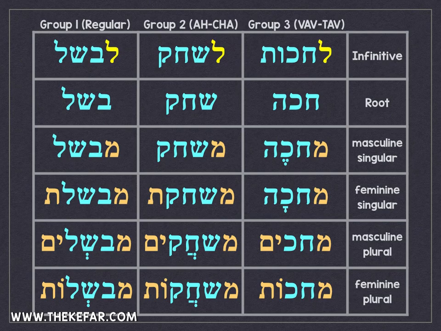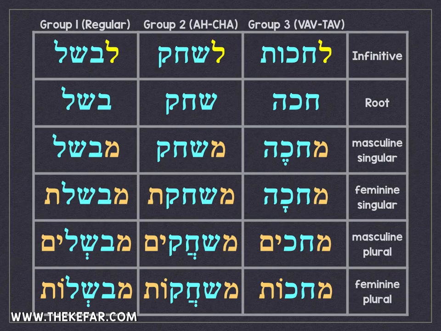So we go from lesachek, our infinitive, meaning to play, and we get mesachek for our masculine singular, mesacheket, feminine singular, and then we have a slight change for the masculine and feminine plural. We're adding a middle a sound in place of the shva, giving us mesachakim instead of mesachkim, and mesachakot instead of mesachkot. So mevashlim and mevashlot from our regular group, and mesachakim and mesachakot for our acha group.